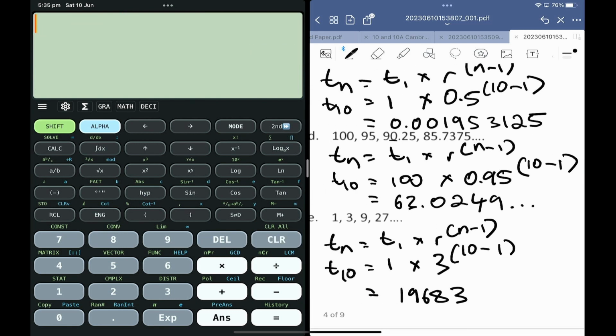And once again, double check with recursion. Hit 1, hit equals, press answer. Multiply by 3 gives us term 2. Third term, fourth term, fifth term, 6th, 7th, 8th, 9th, and the 10th term, which matches the answer.